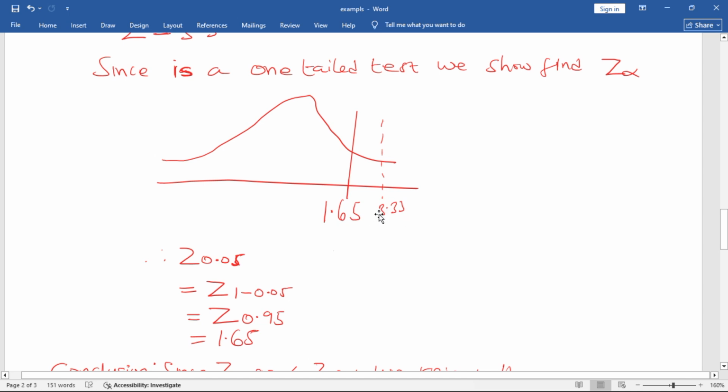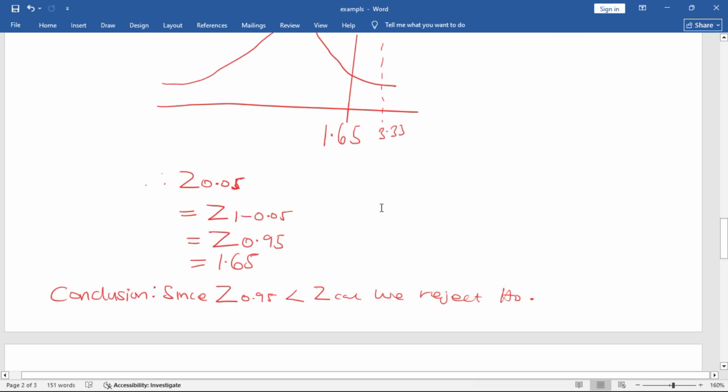That's our z calculated, and we could surely conclude that since our z subscript 0.95 is less than z calculated, we reject what? Our h naught. So this is how this question will be solved.